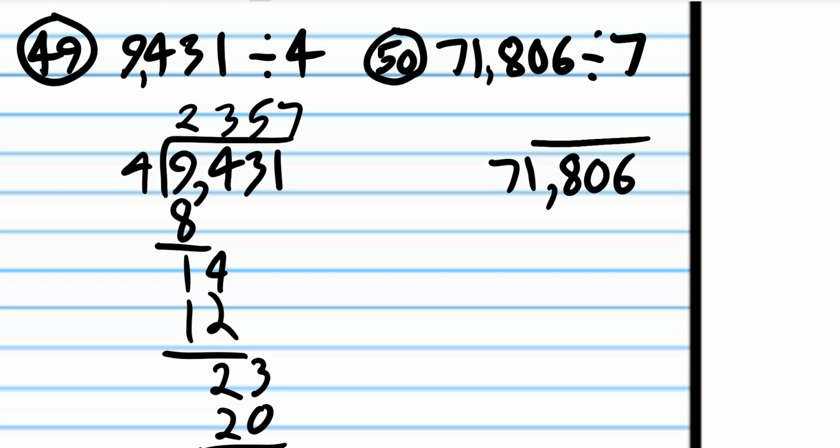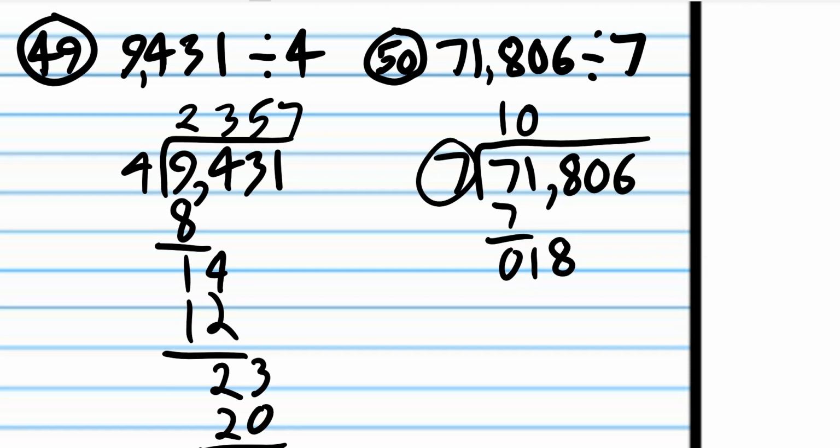71,806 divided by 7. 7 goes into 7 one time. 7 times 1 is 7. 7 minus 7 is 0. Bring down the 1. Uh-oh. 7 doesn't go into 1. So after we brought down the 1, 7 still didn't go in, which means 7 goes into 1 0 times. We have to write the 0 up there. Now because 7 didn't go into 1, we have to bring down a number. We bring down the 8.